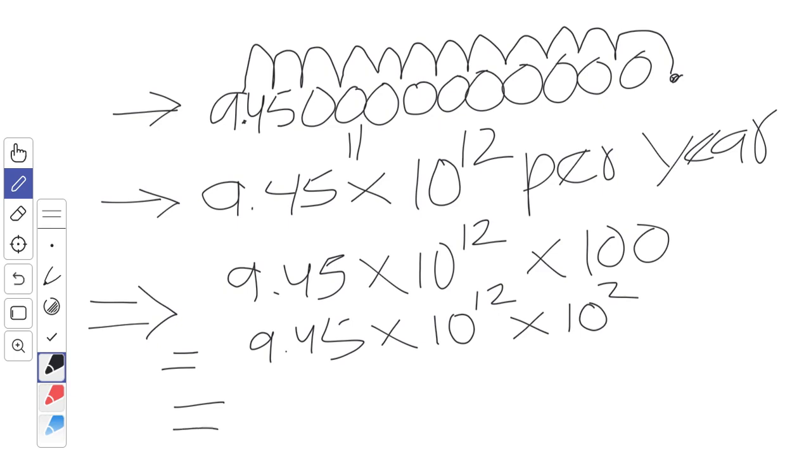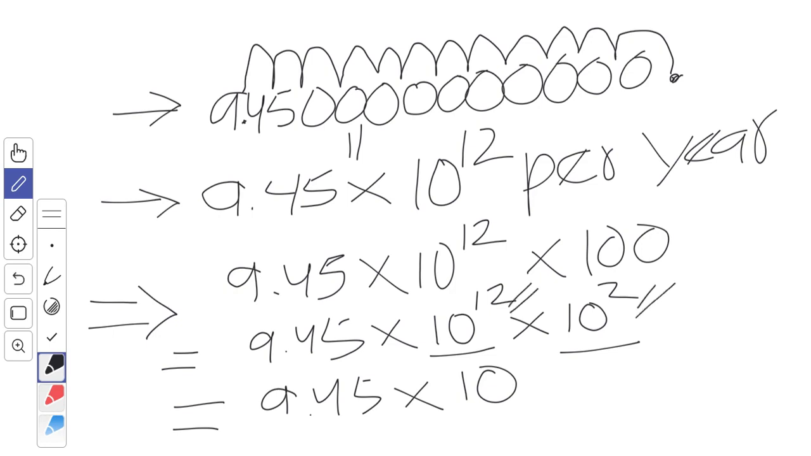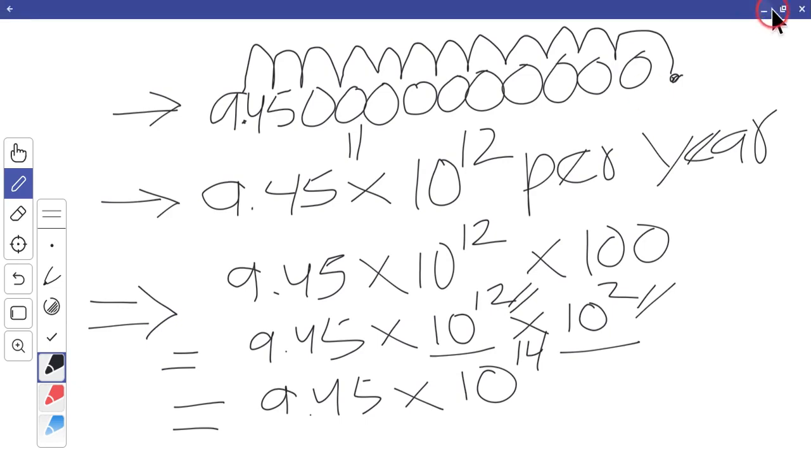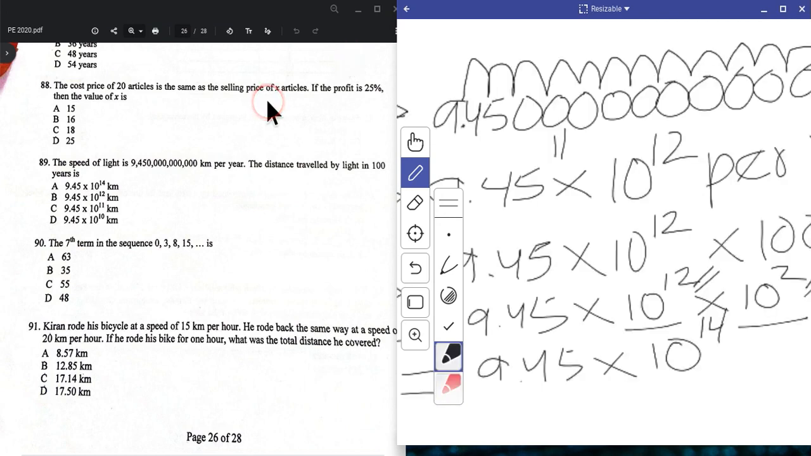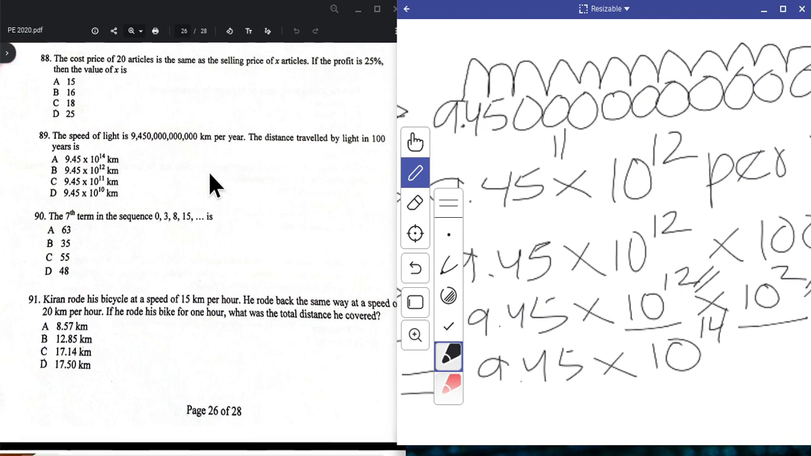Now when two numbers with powers are multiplied, we can add the powers. So we have 12 and 2, which becomes 14: 9.45 into 10 to the power 14. So the correct answer for question number 88 is that the distance traveled by light in 100 years would be 9.45 into 10 to the power 14 kilometers.